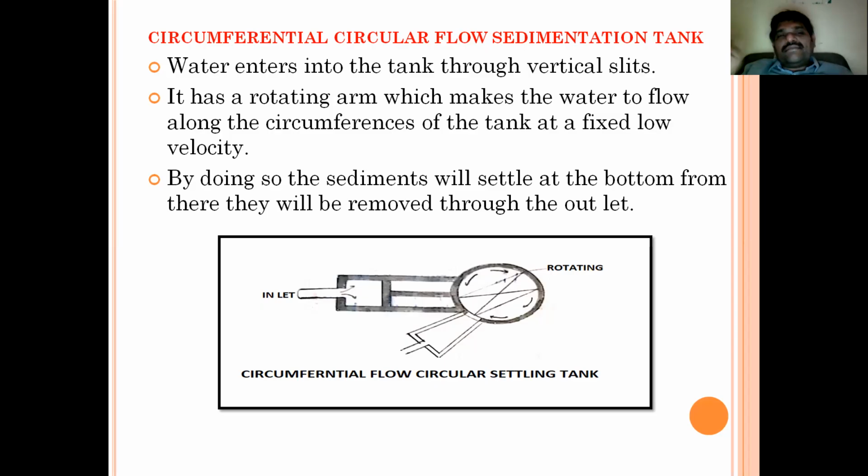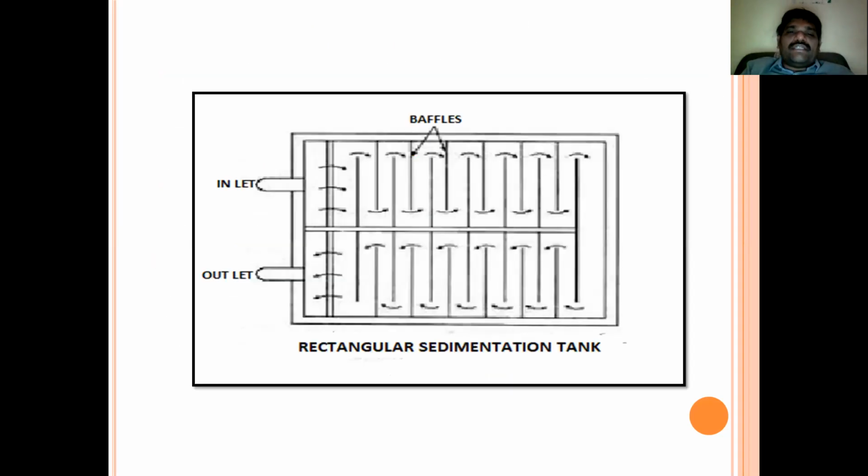Circumferential surroundings. Water enters into the tank through the vertical slit, as the arm is fixed around the tank, and it is allowed to pass, or to flow along the circumference at a fixed low velocity. Here also the water flow is fixed.